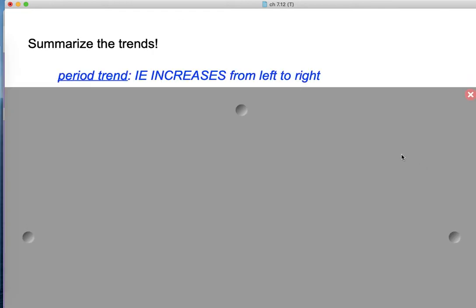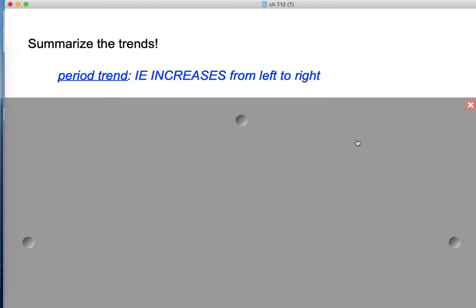The period trend is that the ionization energy generally increases as we move from left to right. Okay, you notice that there are some slight blips in there. It wasn't a steady increase. There were some irregularities, but the general trend is that the ionization energy gets bigger as you move from left to right, meaning that you have to put more energy into the atom to remove the electron, meaning that the atom is holding onto the electron increasingly strongly.